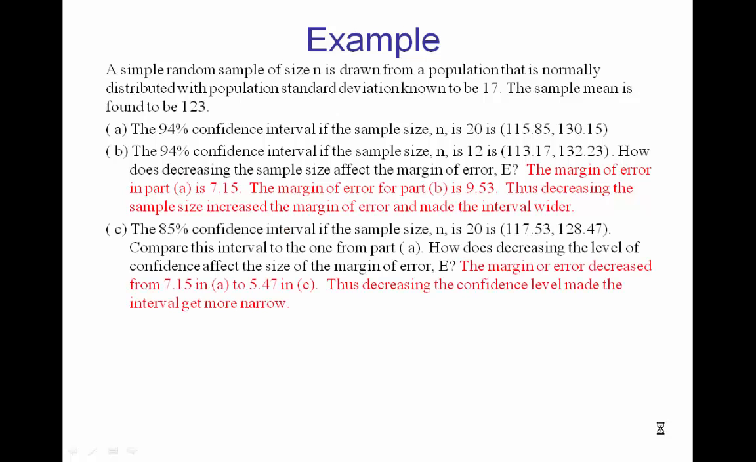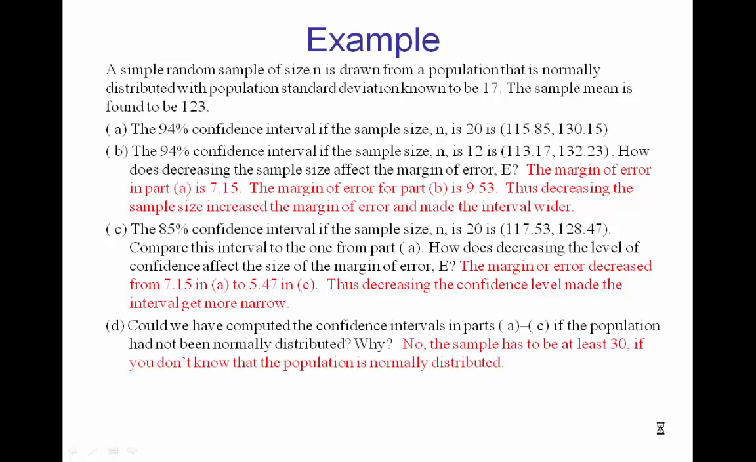The 85% confidence interval if the sample size is 20 is 117.53 to 128.47. Compare this interval to the one from Part A. How does decreasing the level of confidence affect the size of the margin of error E? The margin of error decreased from 7.15 in A to 5.47 in C. Thus, decreasing the confidence level made the interval get more narrow.